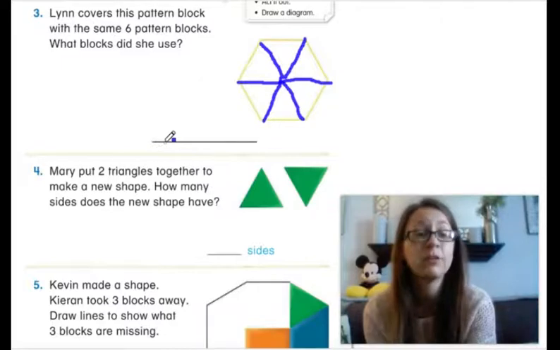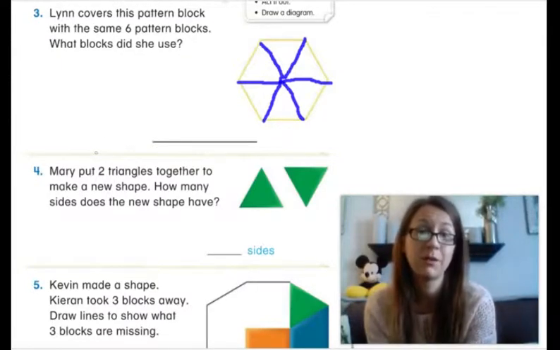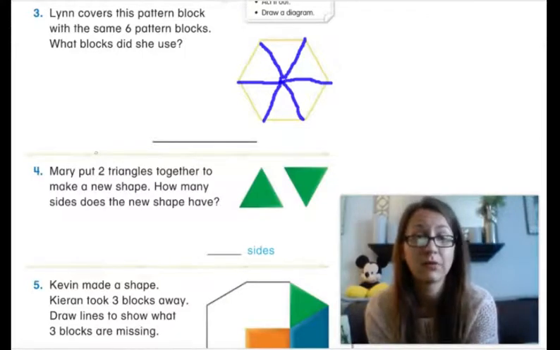So on the line, you're going to write triangle. I'm not going to write it right now because it takes me too long to write on my computer. But you're going to write the word triangle on the line here. Okay, number 4 says Mary put 2 triangles together to make a new shape. How many sides does the new shape have?